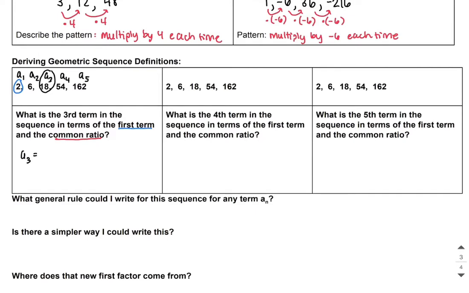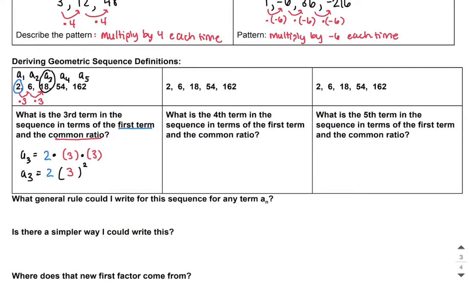So a sub 3 is equal to, in terms of the first term, 2, and then I'm multiplying each time by the common ratio, which was 3. I multiplied by 3 one time, and then I multiplied by 3 a second time. I took my first term and multiplied by 3 times 3, which I can rewrite as 3 to the second power. So I could write this as 2 times 3 to the second power.